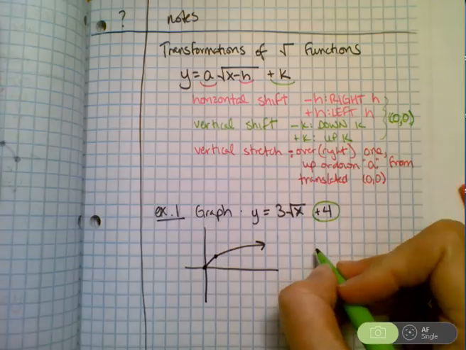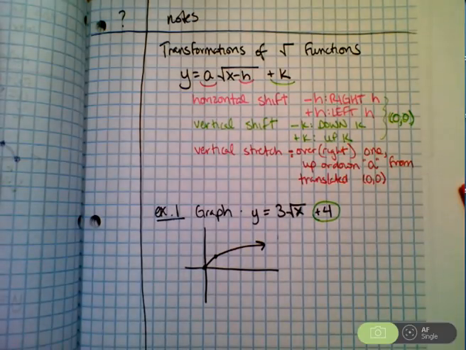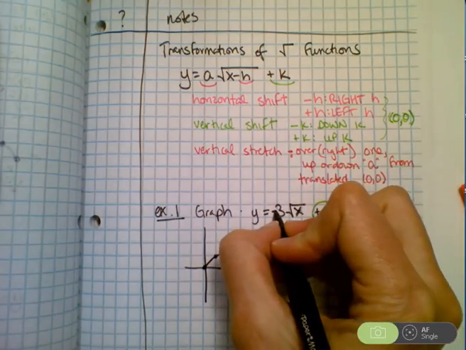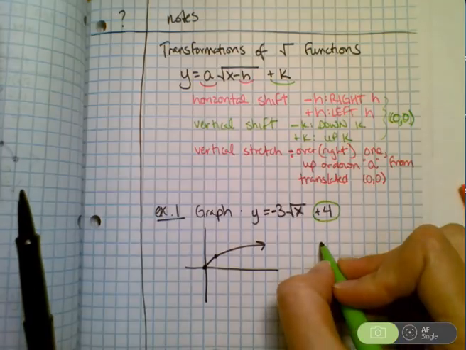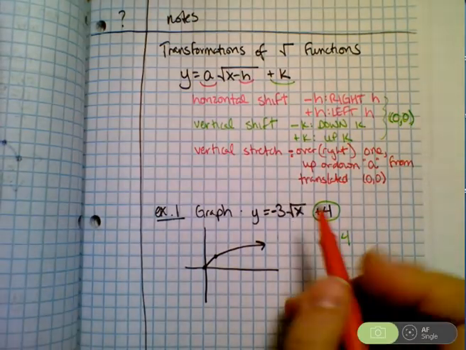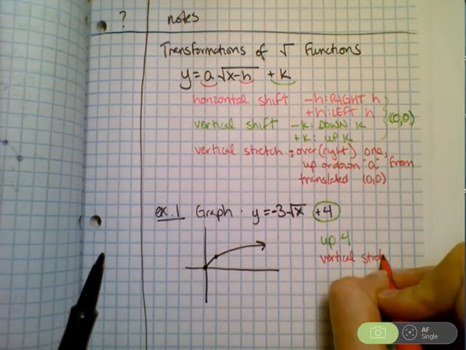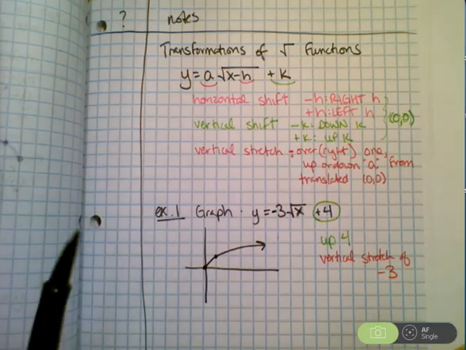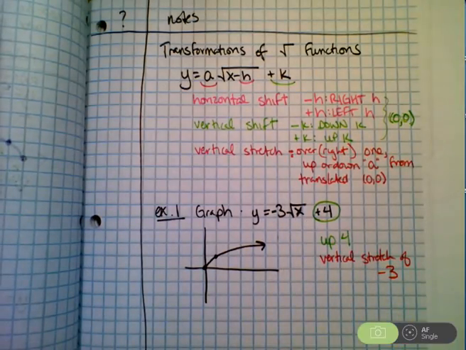The +4 on the outside means it's going to go, oh geez, I'm changing this problem because it's not going to fit the way I just drew it. I'm making it -3x. So +4 means it's going to go up 4 units. And then the -3 means it's a vertical stretch of -3. Notice it doesn't go left or right at all. There's nothing inside the parentheses with that.